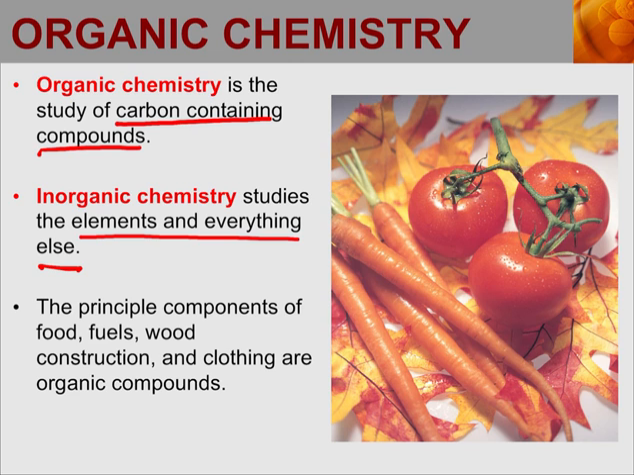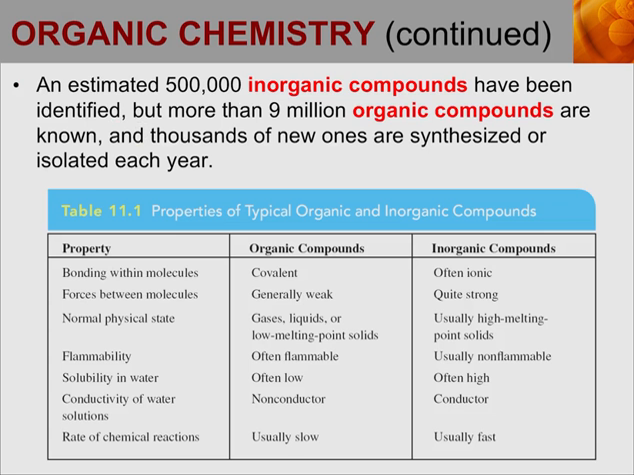So the principal components of things like the food we eat, fuels that we use like propane, wood, and clothing are organic compounds. So organic chemistry is really all around us all of the time, which is why it's really important to study it. There are an estimated 500,000 inorganic compounds that have been identified, but there's actually more than 9 million organic compounds that are known. So each year we're also finding thousands of new organic compounds, or we're synthesizing them from some other source. So organic compounds are much more abundant in nature.